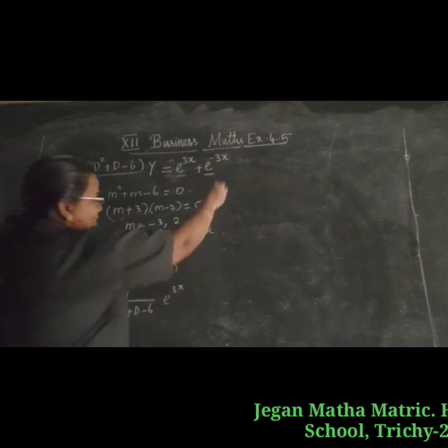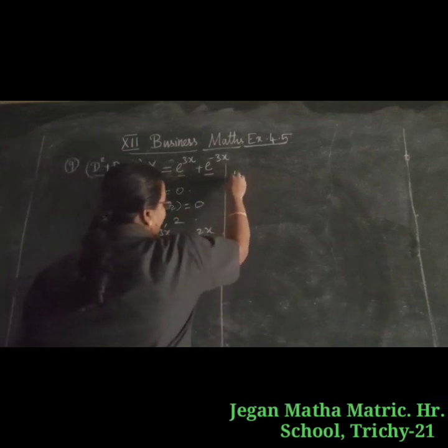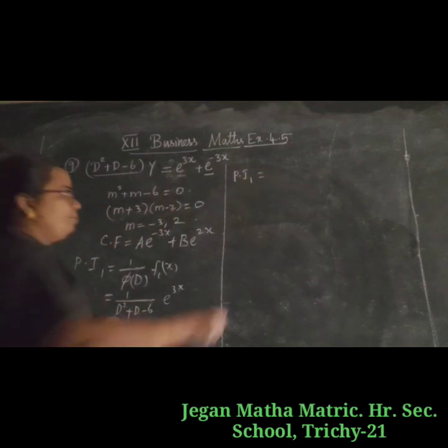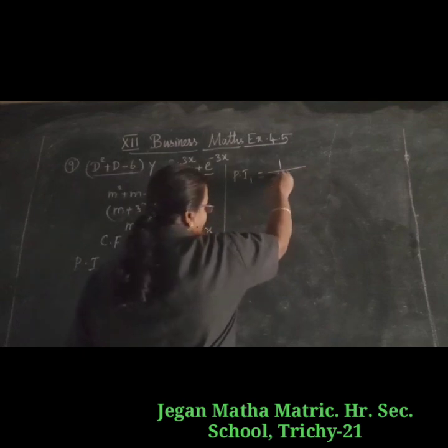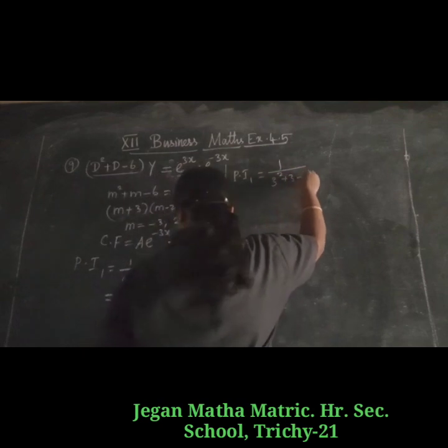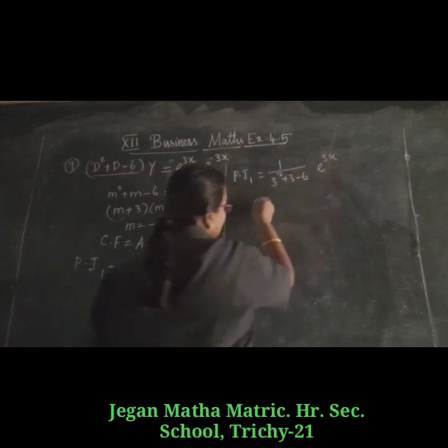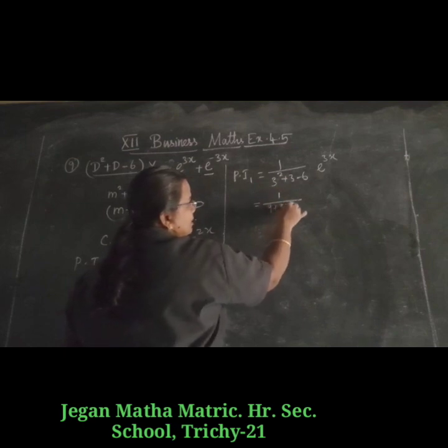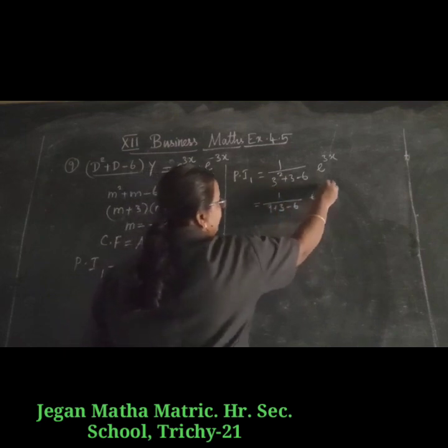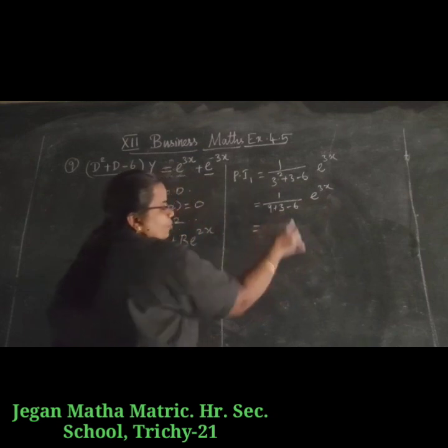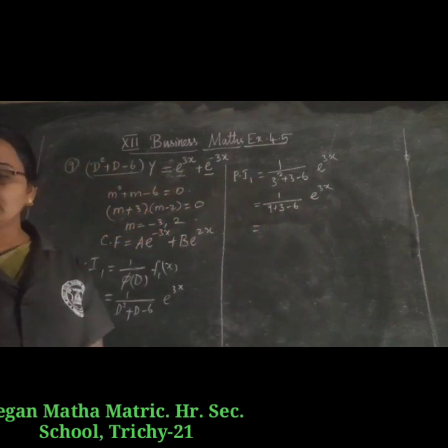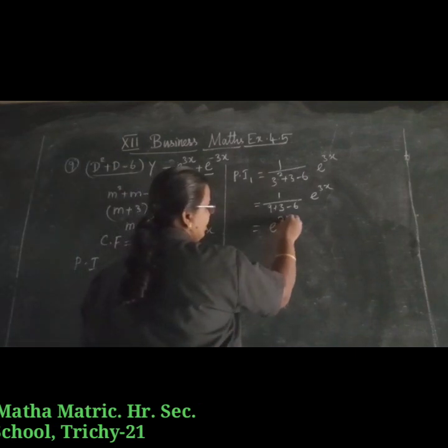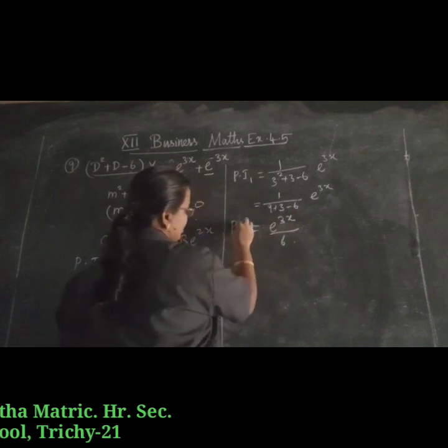So what is the answer here? Particular integral 1 is equal to 1 by (3 squared plus 3 minus 6) into e power 3x. That is 1 by (9 plus 3 minus 6) into e power 3x. 9 plus 3 is 12, 12 minus 6 is 6. So the answer is e power 3x divided by 6. This is the particular integral 1.